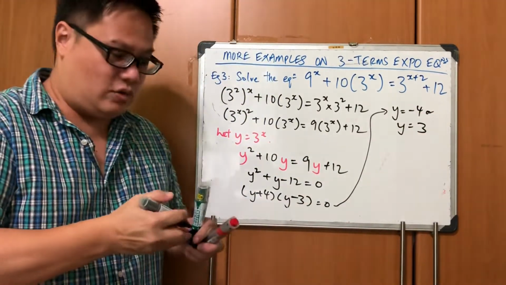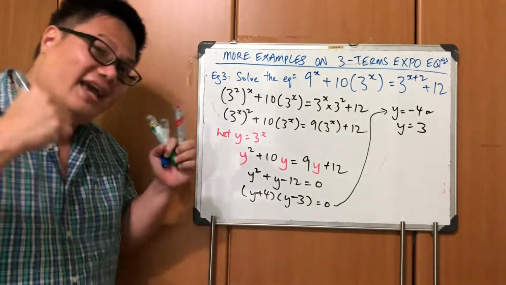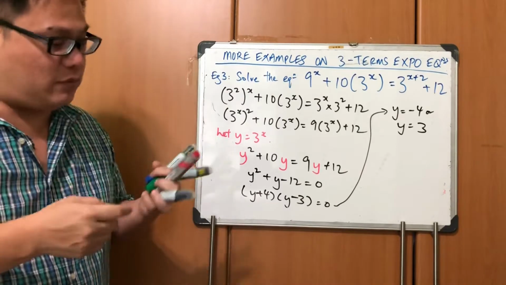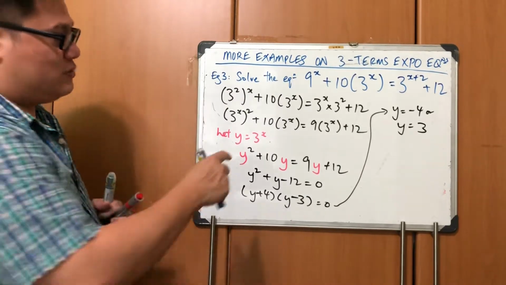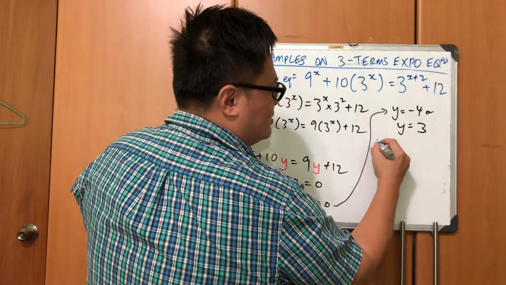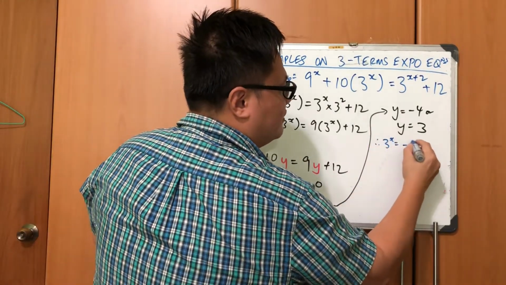Okay? So can I pop the champagne and celebrate now? Yay! Not yet, right? Stop only when you find x. We haven't found x yet, we only found y. So let's continue. What is y? y is actually 3 to the power x. So we have 3 to the power x equals negative 4.